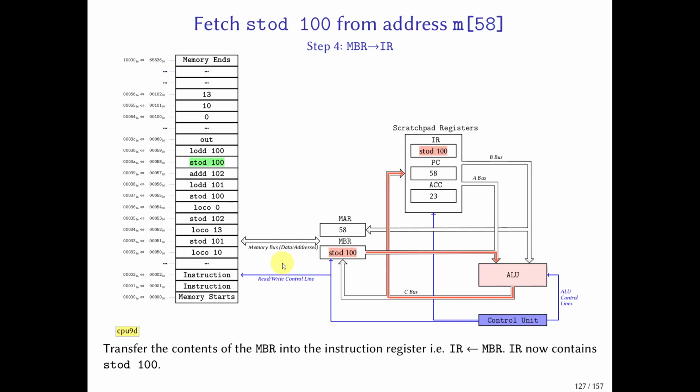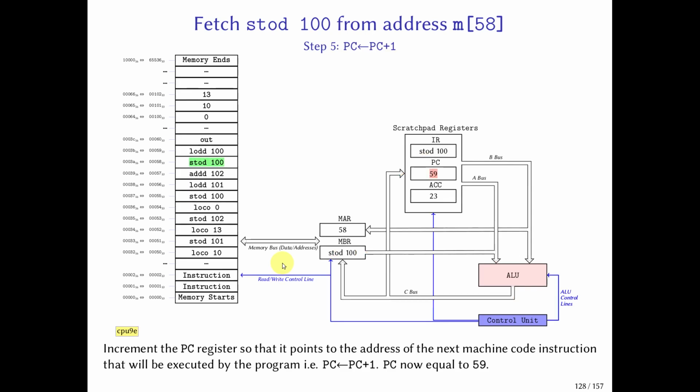And as ever, the fifth and last part of the fetch is to increment the PC register by 1. So now the PC register is equal to 59, which is obviously the address of the next instruction that will be executed in the sequence of instructions that make up our high-level program.